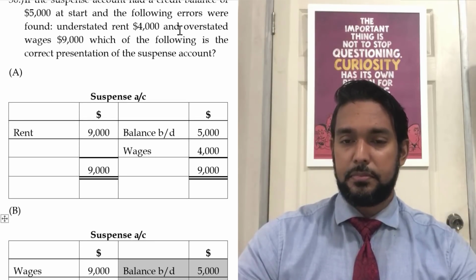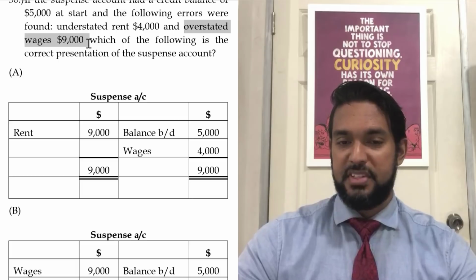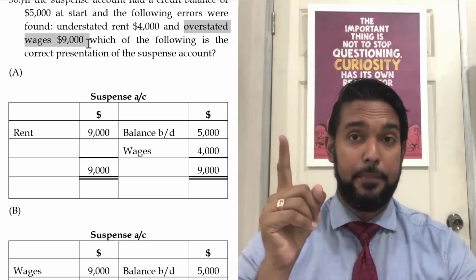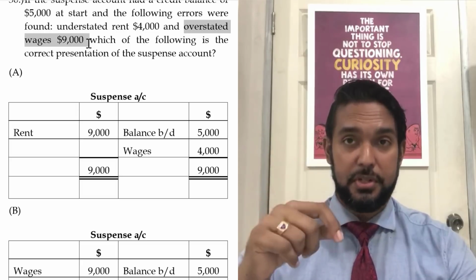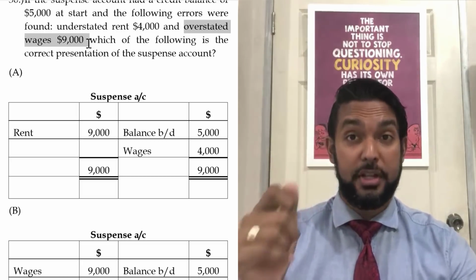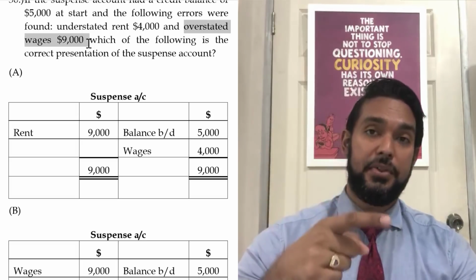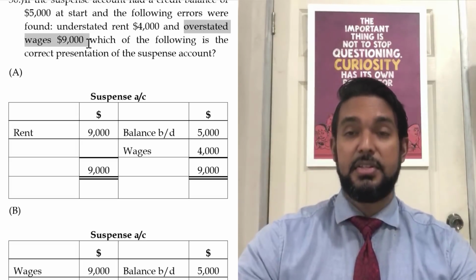And just to finish it off, overstated wages. So wages is overstated by 9. Overstated means too high. To fix that, we have to reduce it. To reduce an expense, you have to credit the expense account. If you credit the expense account, you have to debit the other account, which in this case is suspense.